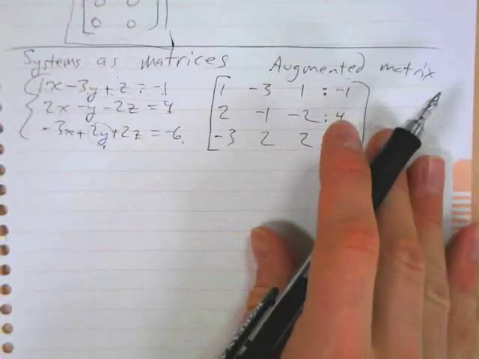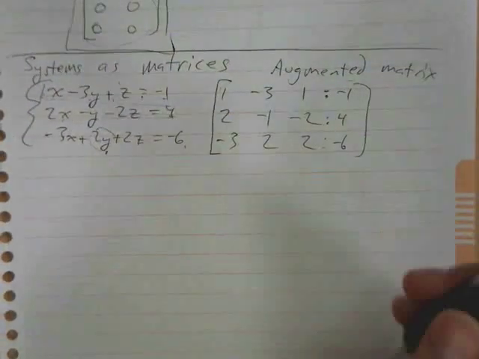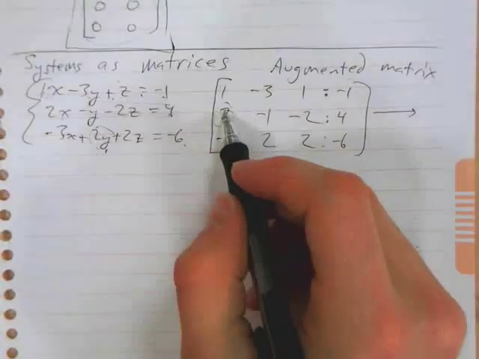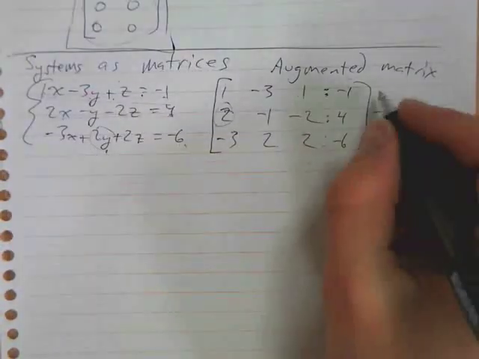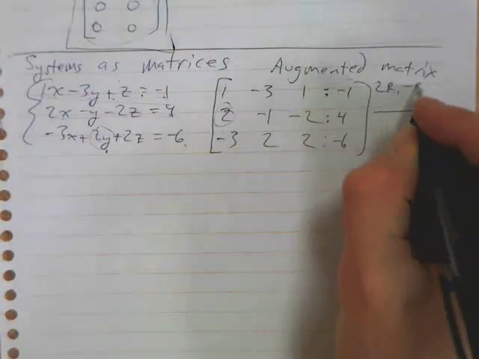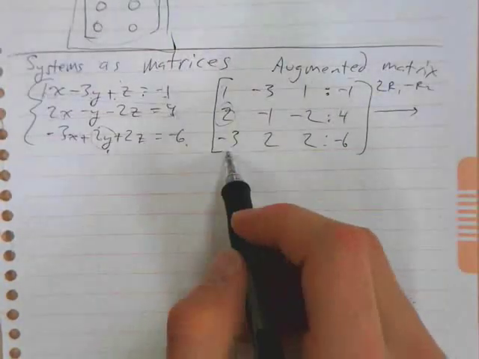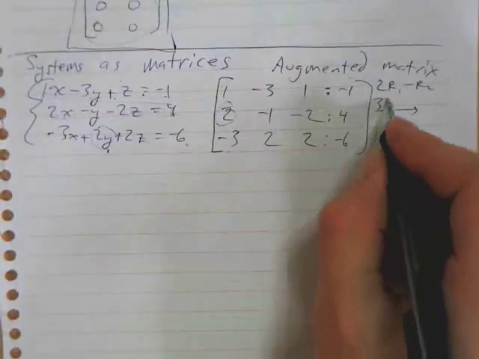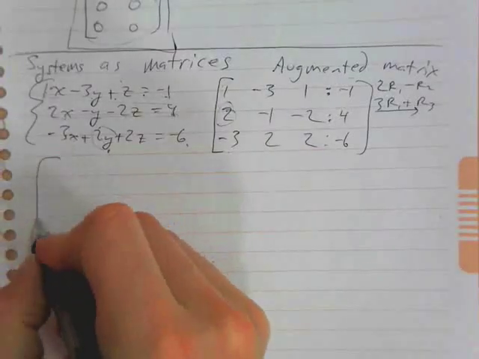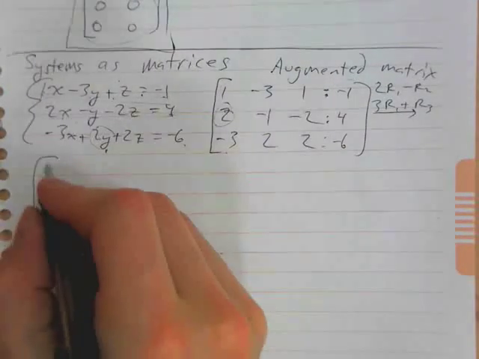Okay. So from here we can go ahead and do our Gaussian elimination. In order to cancel out this 2, we would go ahead and take 2 times row 1 minus row 2. To get rid of this 3, you could go ahead and take 3 times row 1 plus row 3. And what does that give us? Well, row 1 stays the same.